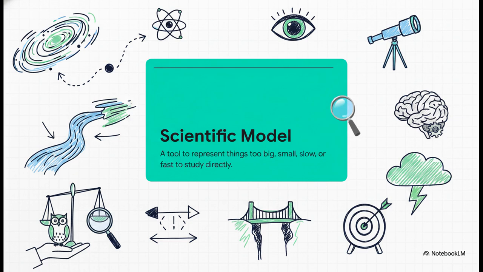It's a tool used by scientists to represent systems, processes, or objects that are just way too big, too small, too slow, or too fast to study directly. Models are basically the perfect solution to human limitations. They're these essential tools that help us step way beyond what our bare eyes can see, letting us make accurate predictions, explain really difficult concepts, and safely test out brand new ideas.